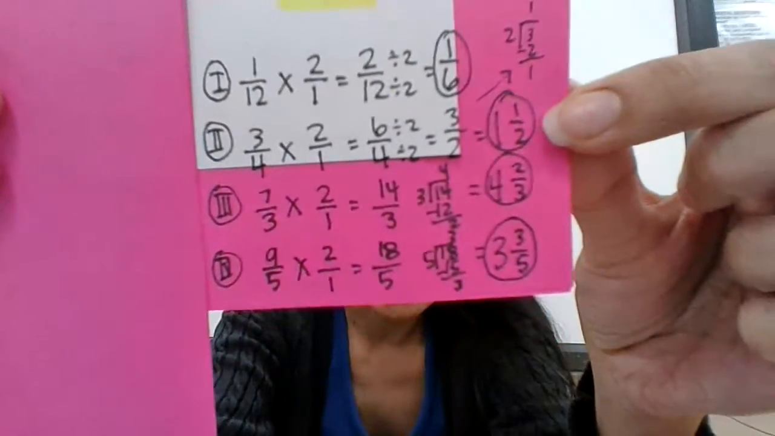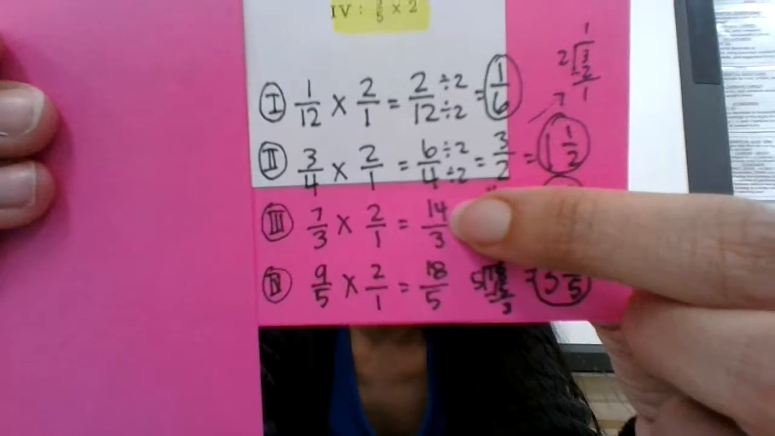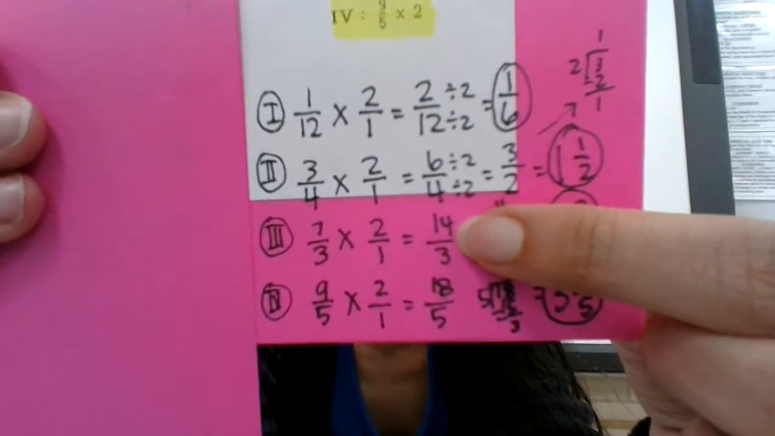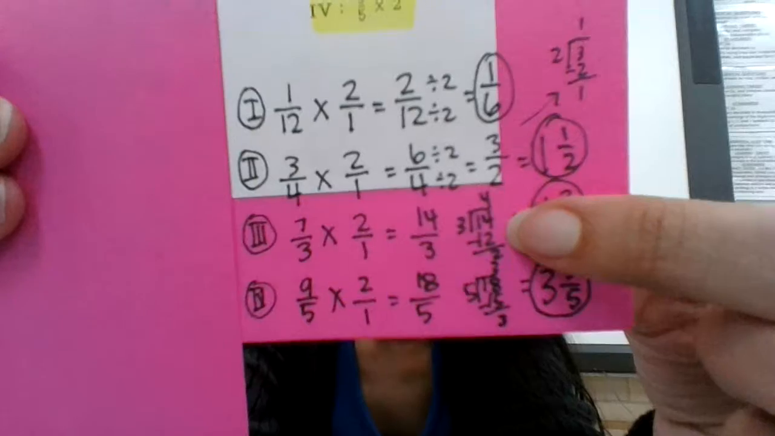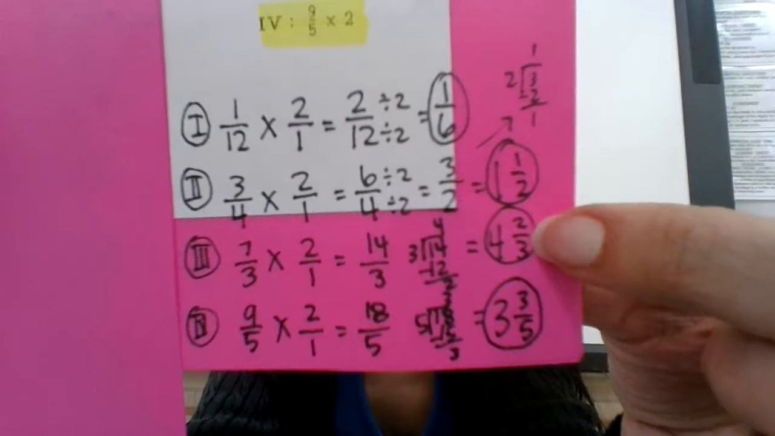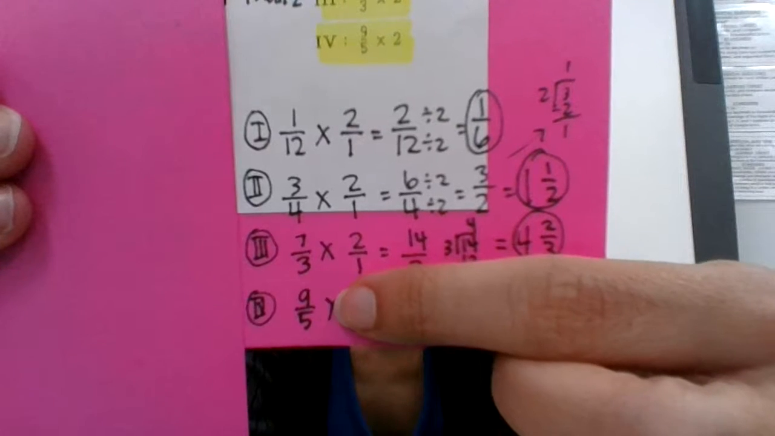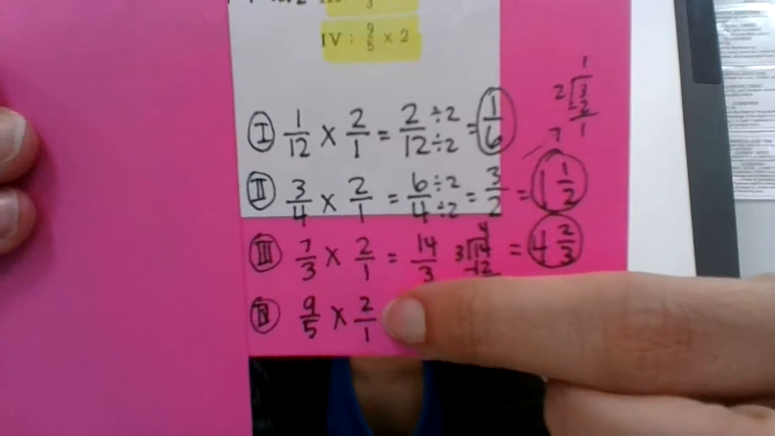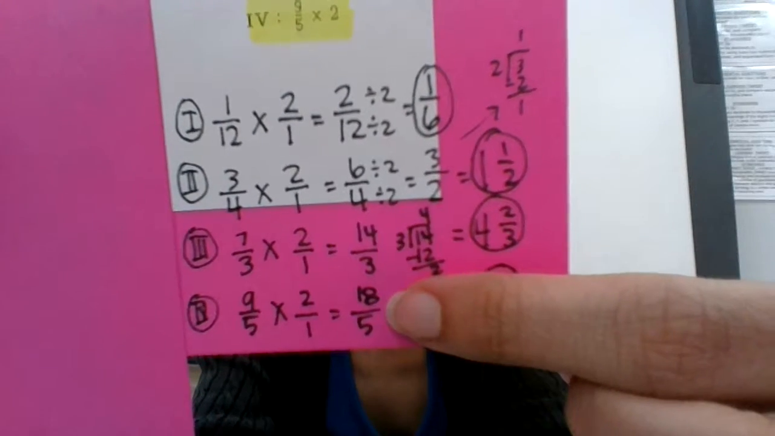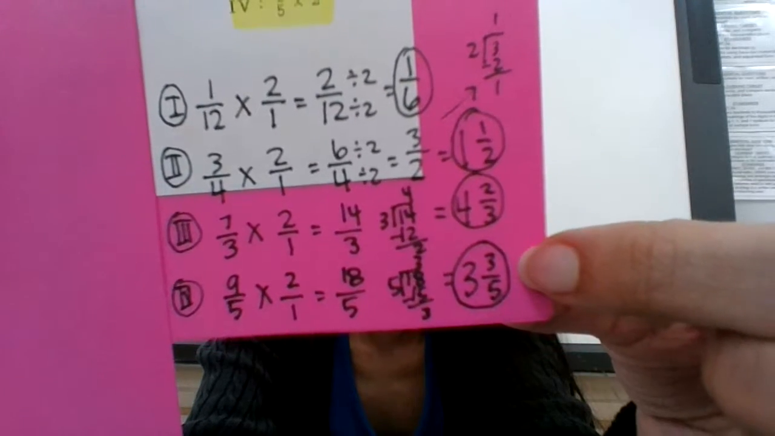All right, look at number 3. For number 3 right here, I have 7/3 times 2 over 1. I multiply, get 14 over 3. Well, I can't simplify that by dividing, but I can change that into a mixed number, which I did right here. 14 divided by 3 is 4 whole and 2 left over. So it's 4 2/3. And for the last one, I wrote 9/5 times 2 over 1. 9 times 2 is 18 over 5. And that is an improper fraction. So when I divide to make it a mixed number, I get 3 3/5.